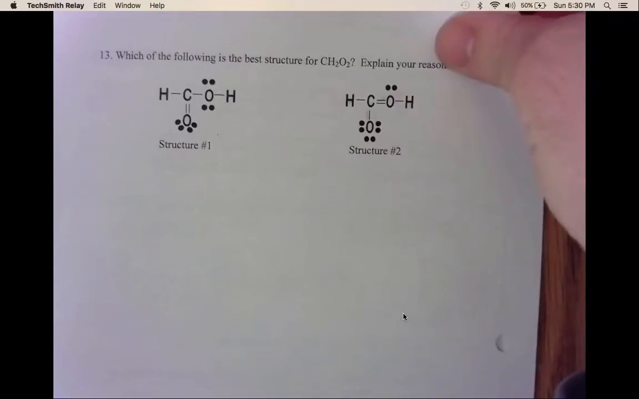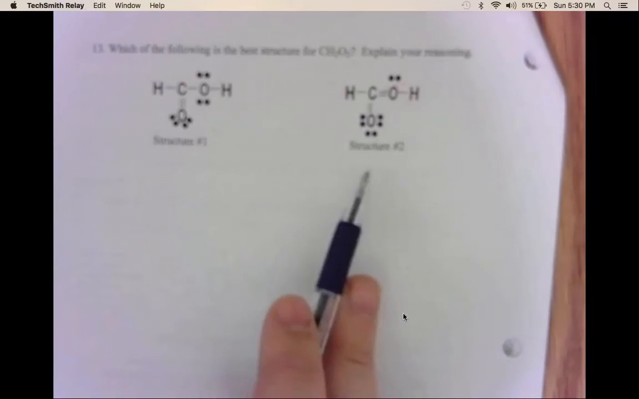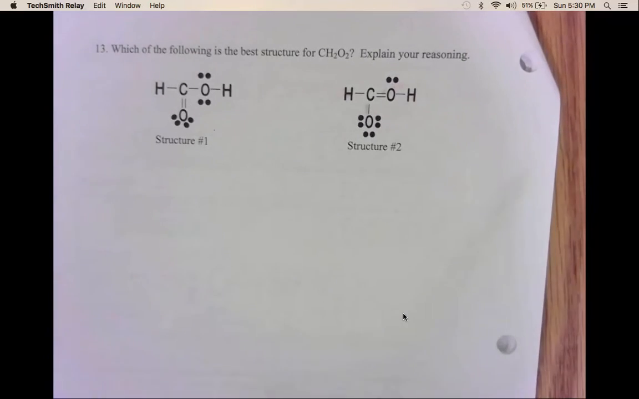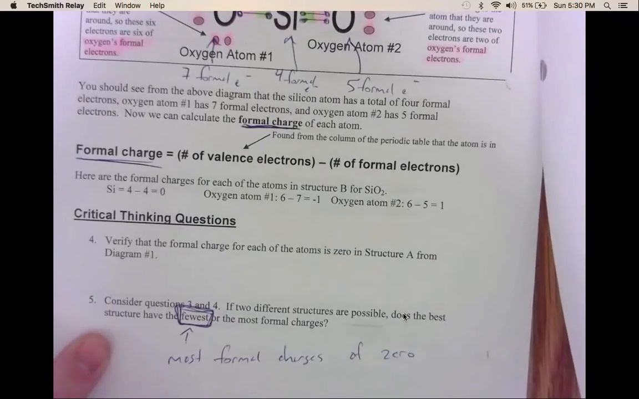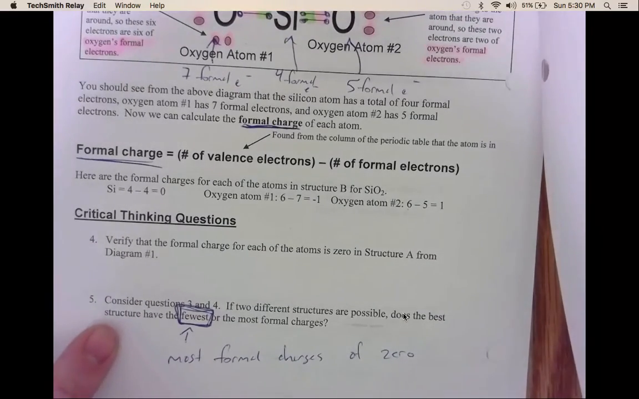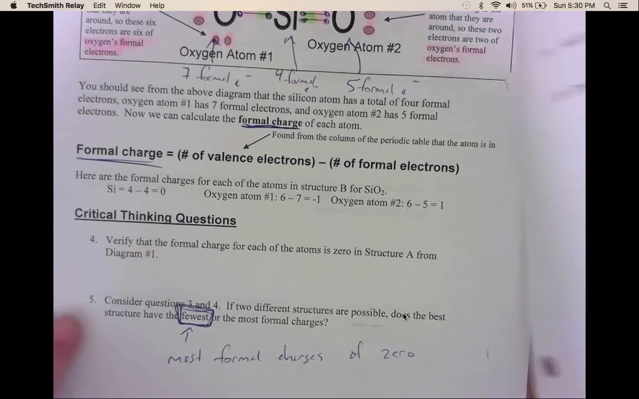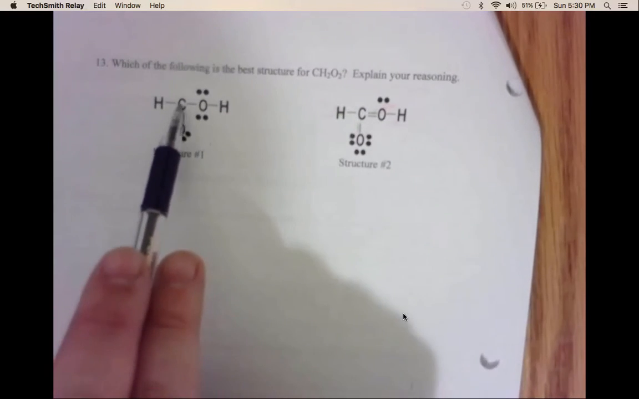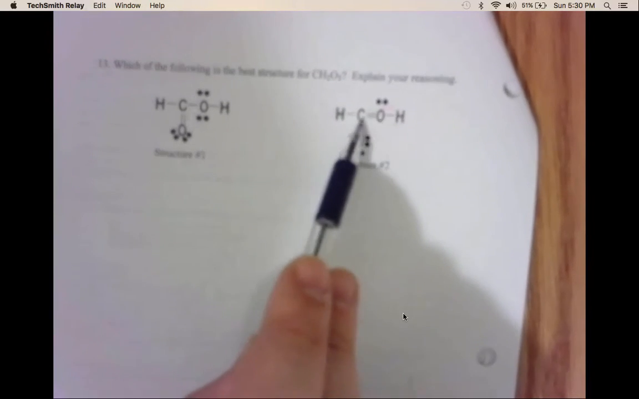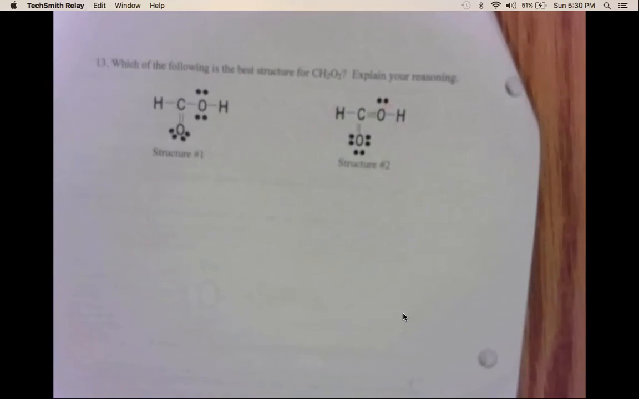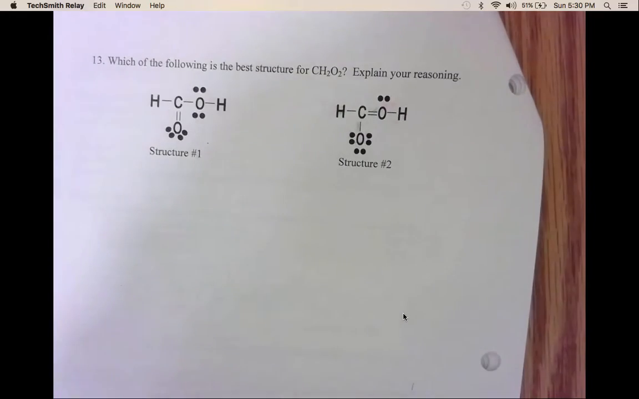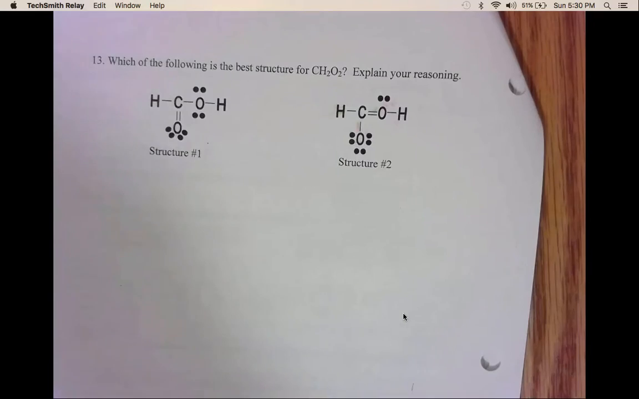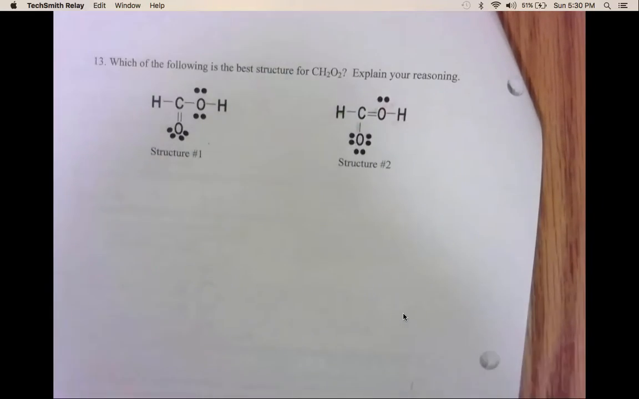And then lastly, question 13. In question 13, you're going to determine which structure is the better structure. Remember back to question 5. In question 5, we said that the structure that's the best has the most formal charges of 0. So what you have to do here is calculate the formal charge of every atom. Which structure has more atoms with a formal charge of 0? That one will be the best structure.